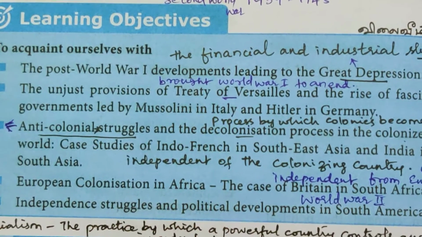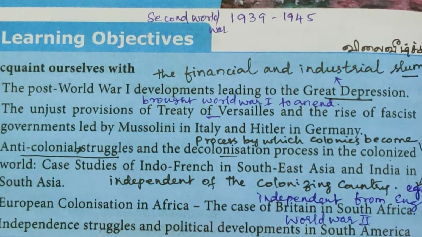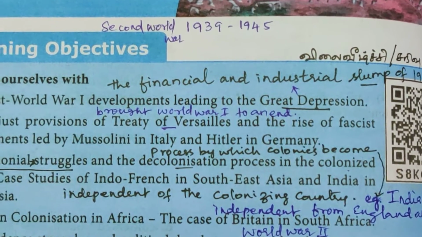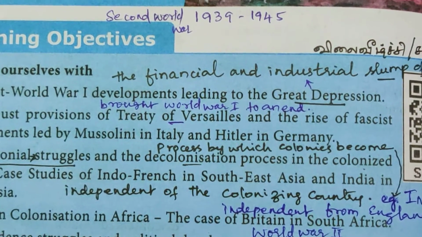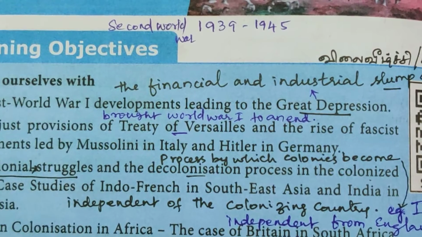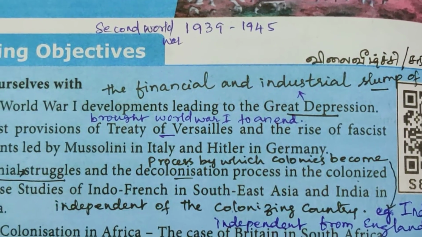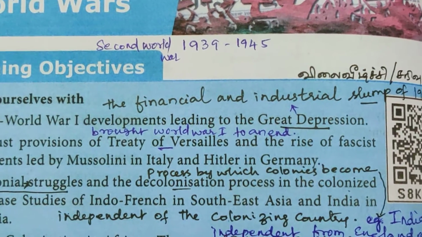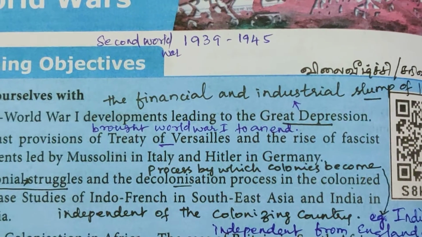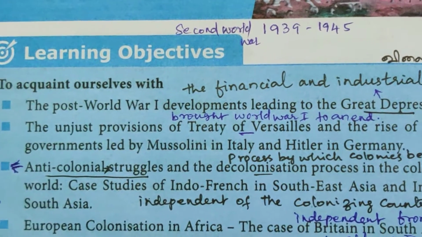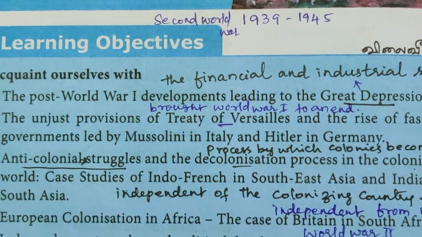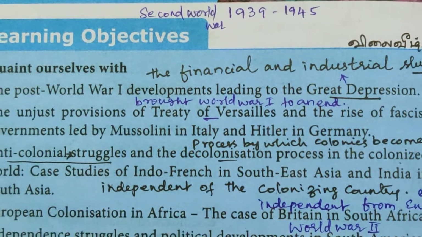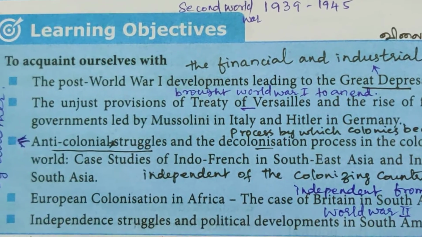Okay. So the next point is the unjust provisions of the Treaty of Versailles. Treaty is nothing but an agreement. Versailles is a place in France. This treaty brought World War I to an end. But this treaty was not satisfactory to the Germans, and it led to the rise of fascist governments led by Mussolini in Italy and Hitler in Germany. So they were not satisfied with this treaty to stop World War I.